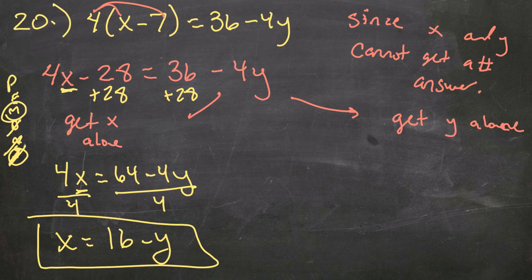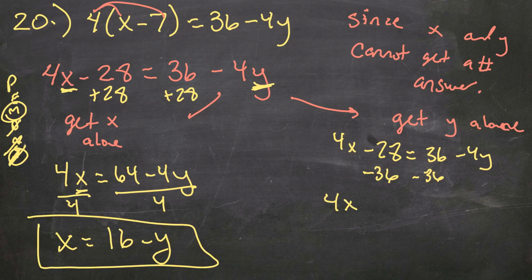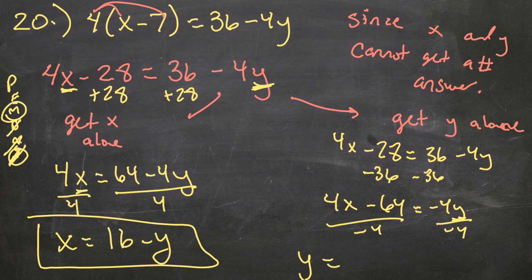Now if I want to get y by itself, this time I got to say what's going on with y. So I'd have to get rid of the 36. So I would do 4x minus 28 equals 36 minus 4y. This time I would minus 36 first. I get 4x minus 64 equals minus 4y. Now remember, I'm getting y by itself, so I divide everything by negative 4. I get y equals minus x plus 16. This is called rewriting the equation.